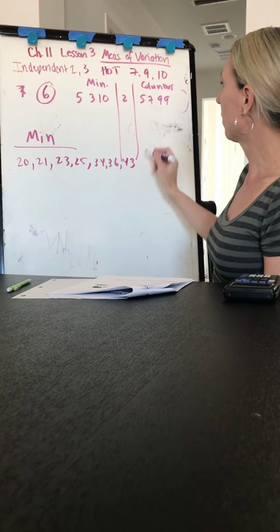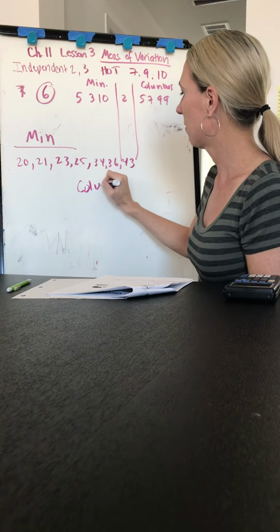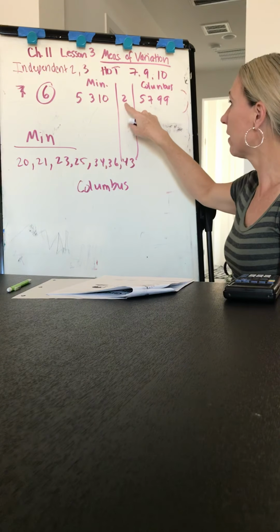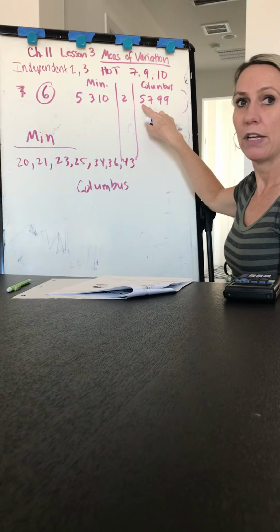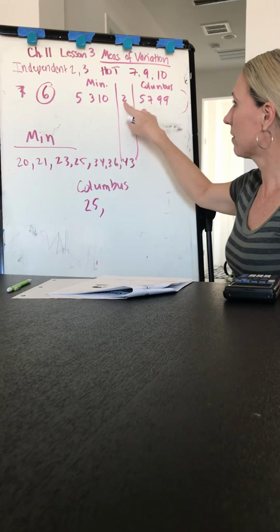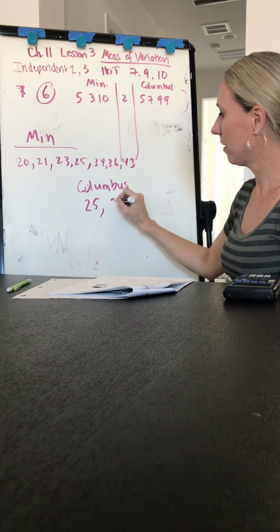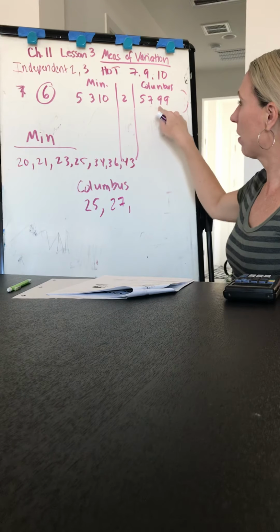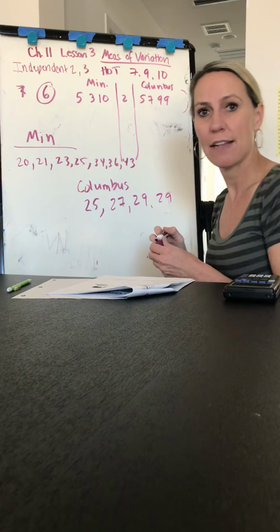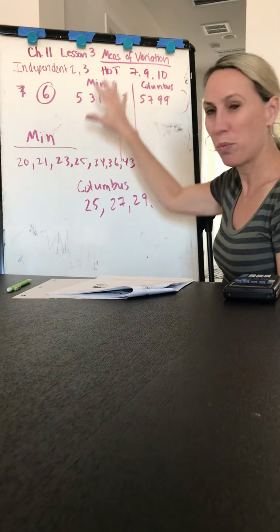So Bentley, what would the Columbus data set be? I don't know. How would you read this? This is the stem. This data would be 20, 25 would be the first number. What's the second number? 27. 27, good. And then 29, 29, and then 29. That's how you read a stem and leaf. This is just a weird chart.